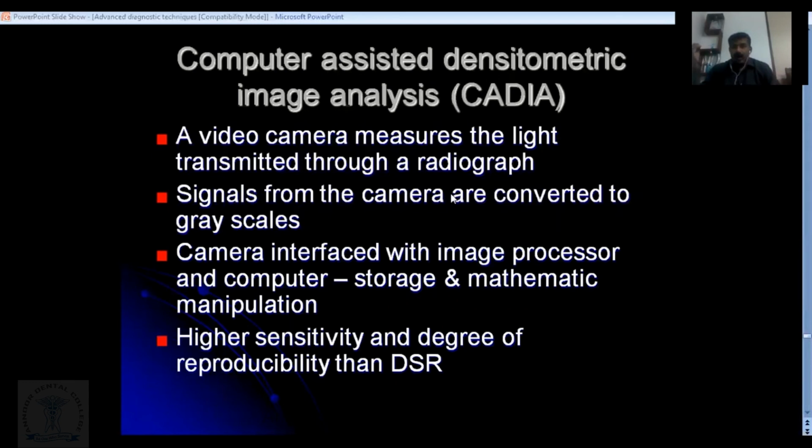Allow light to pass through a radiograph, and then it is captured on a video screen, and the video is converted into grayscale, and then it is manipulated and measured by means of software. This procedure is supposed to have better sensitivity and reproducibility than digital subtraction radiography. That is CADIA.